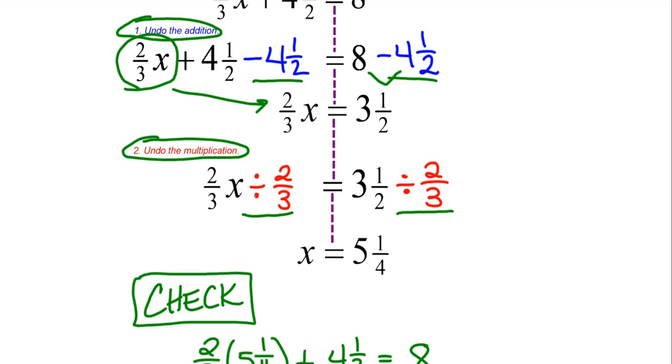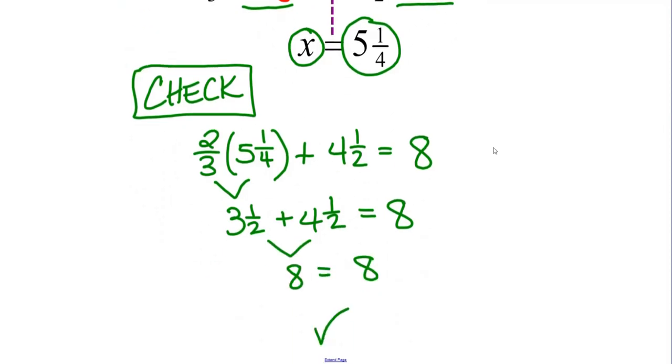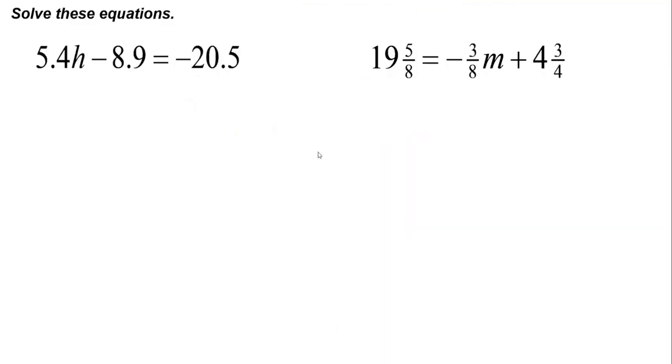And 2/3 x divided by 2/3 is just x. And 3.5 divided by 2/3 is 5 1/4. So x equals 5 1/4. And as always, checking my answer, 2/3 times 5 1/4 is 3.5. 3.5 plus 4.5 is 8. 8 equals 8. I know my solution is true. So it becomes even more essential to check those answers to see if they're reasonable.